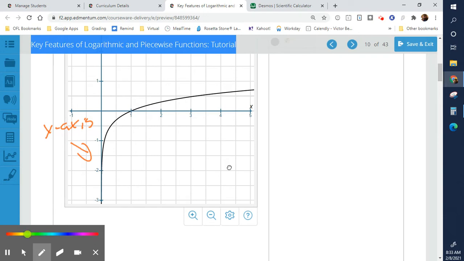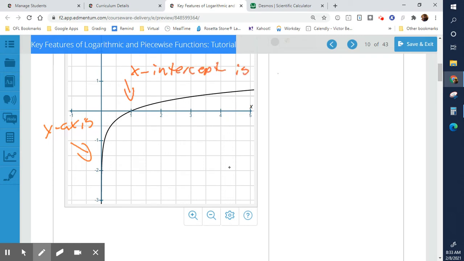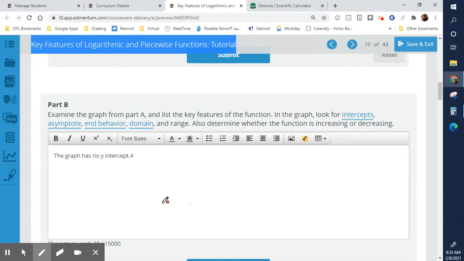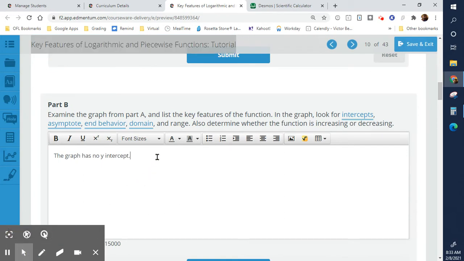And then if we look right here, it does cross the x-axis at 1. So the x-intercept is 1, 0. So the x-intercept is 1. It crosses the x-axis.